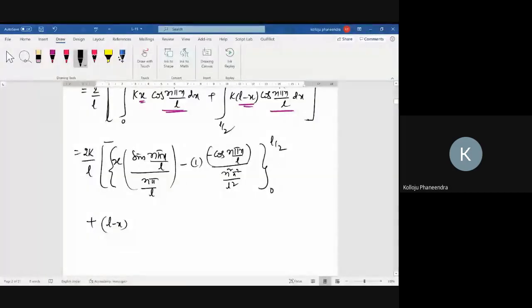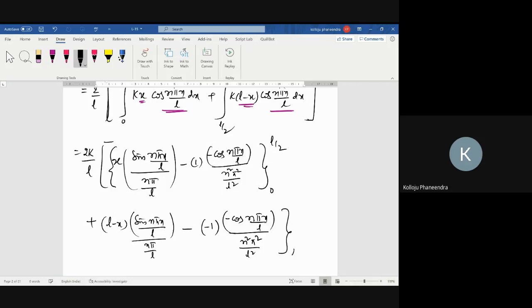Next one, this is cosine integration: sine(n pi x by L) by (n pi by L), minus (L minus x), whose derivative is minus 1. L is the constant, x derivative is 1, minus 1, and this is minus cosine(n pi x by L) by (n square pi square by L square). This is between limits L by 2 to L, and this entire bracket closed.